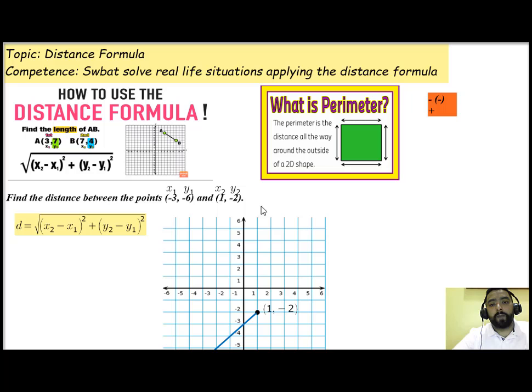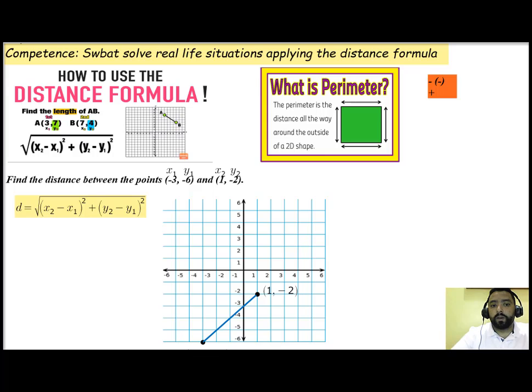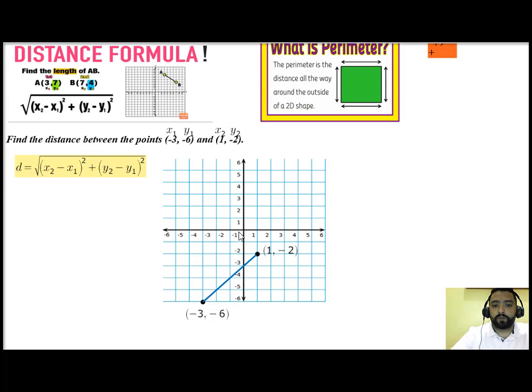Then first we are going to graph these points in the coordinate plane. Remember, we have -3 and -6. From 0 we are going to move 3 units to the left, and then go down 6 units to have the point (-3, -6). Then (1, -2). From 0 we are going to move 1 to the right and 2 down because it's negative. And then when you connect these two points, you're going to have a segment, and we are going to calculate the distance between these 2 points, (-3, -6) and (1, -2).